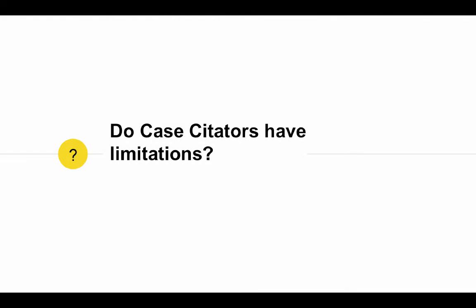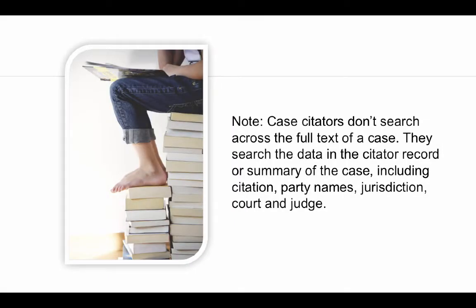Case citators do have limitations, so it's useful when you're using them to be aware of those limitations and not to be caught out by them. So the first limitation you would want to be aware of when you're searching case citators is that your search terms will not search across the full text of a case. Case citators only provide information about the case, and so when you search the data in the citator record or summary of the case, it'll only pick up information such as citation, party names, jurisdiction, court, judge, and also some of the catchwords used to describe the case.